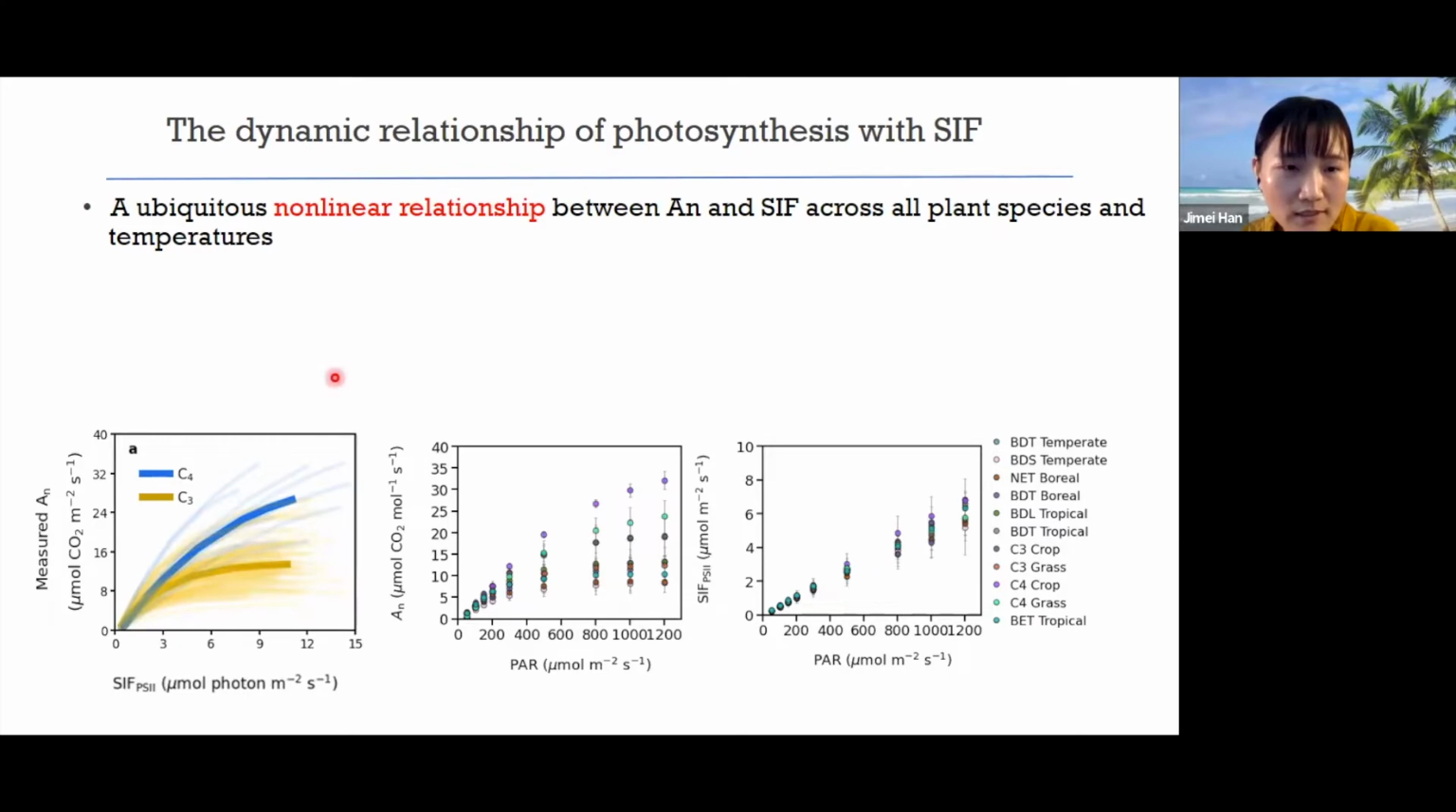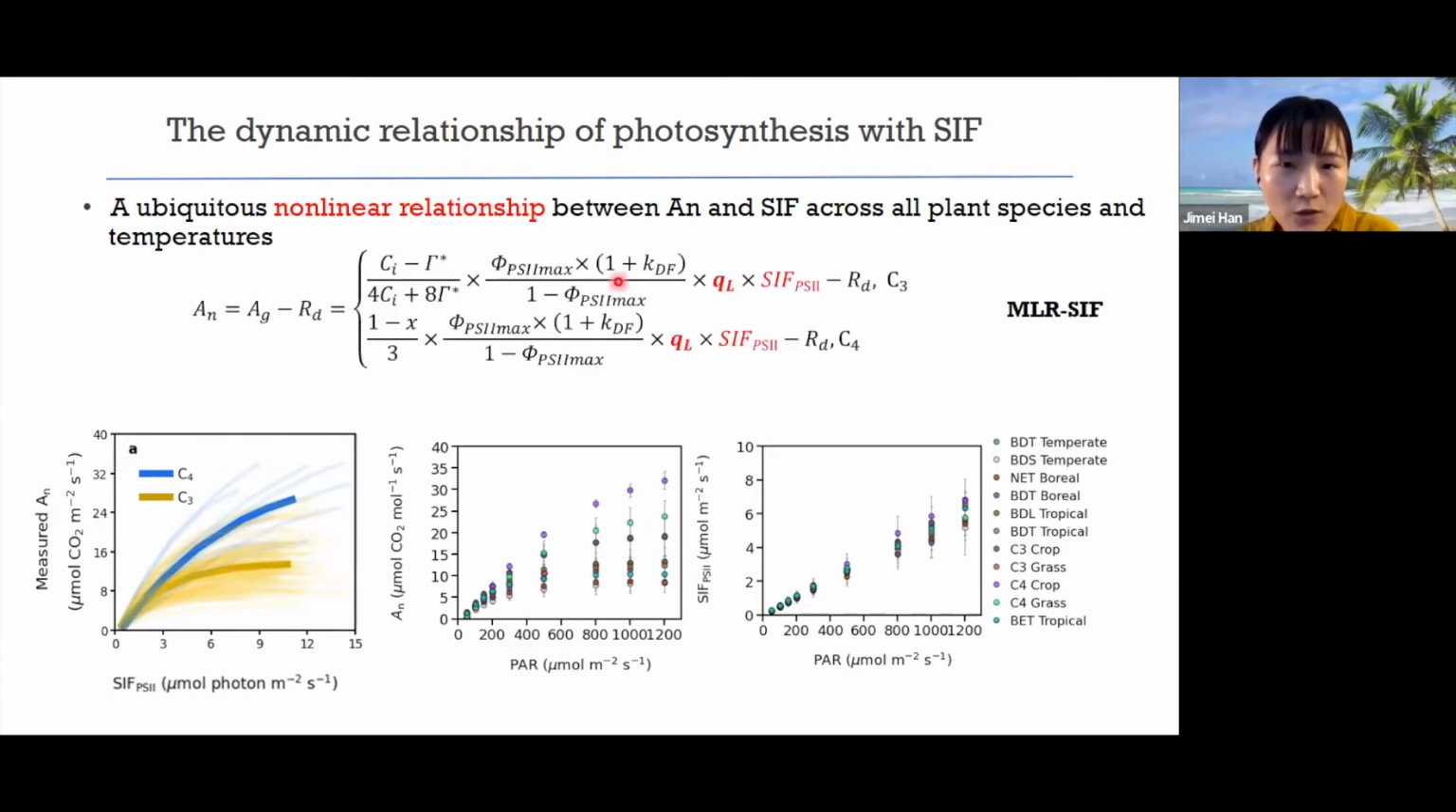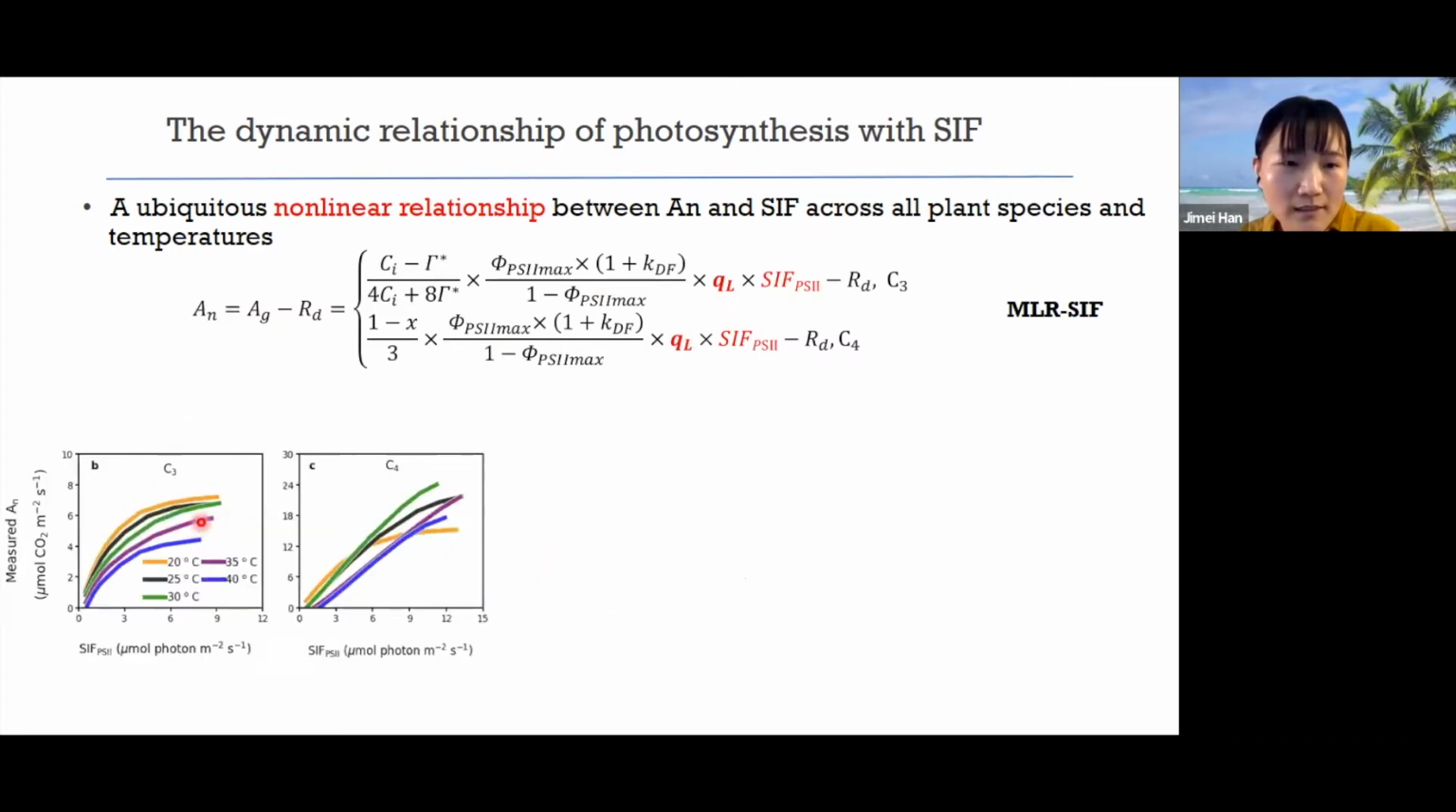This nonlinear relationship can be explained by our formulations. So here we can see the QL: the involvement of QL will prevent the dependence of photosynthesis on SIF. We then tested this relationship under different temperatures. We find similar results, and also different levels of saturation and rates of approaching the saturation level among carbon-3 and carbon-4 species.